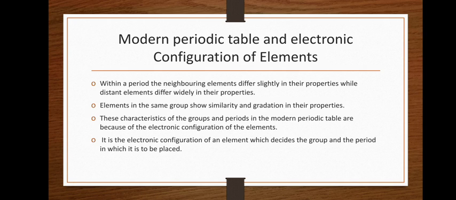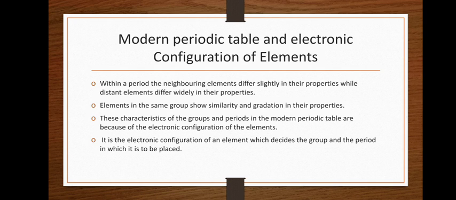Now lithium and beryllium would not be so much different, but lithium and fluorine will show a very wide difference in their properties. So the elements which are nearest in the periods show similar properties and those which are distant show different properties. Followed by elements in the same group. Now first we talked about the periods.